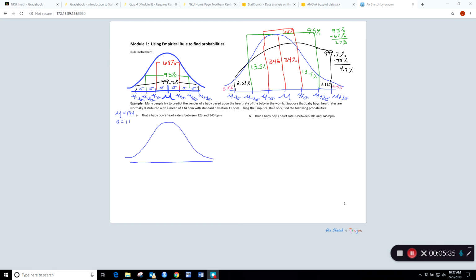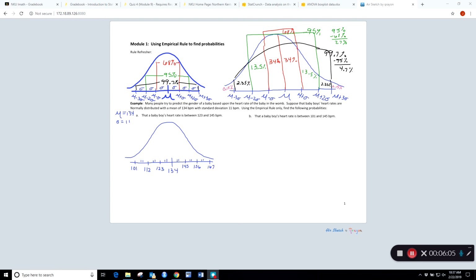So I'm going to draw my picture. My mean is 134, and then I'm going to go up to 3 standard deviations in both directions. My standard deviation is 11, so that's going to be my distance between each of those pieces. We're just going to subtract 11 each time that we go to the left here, and add it each time we go to the right.